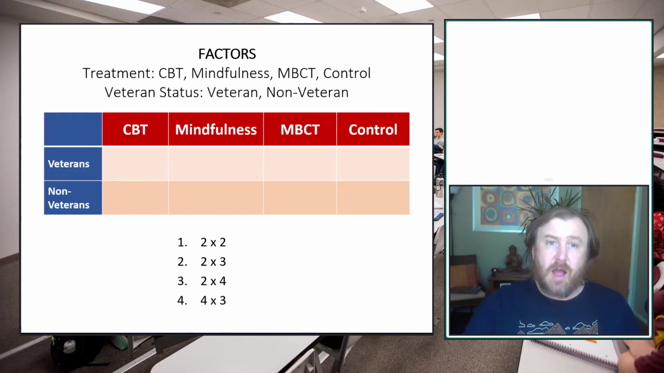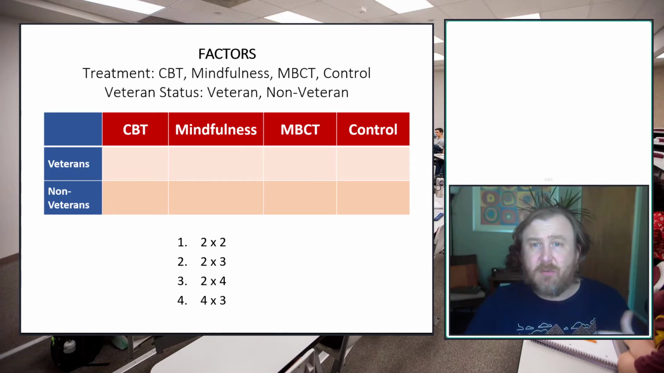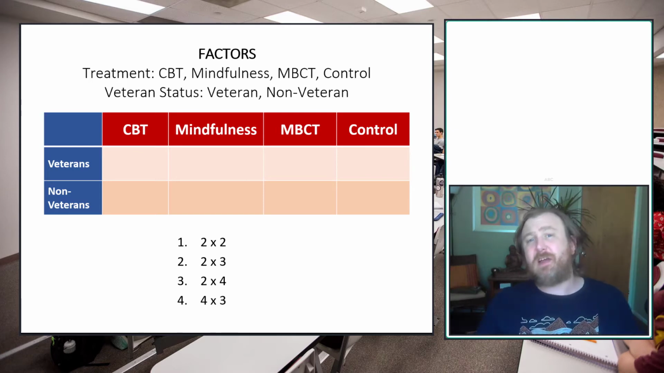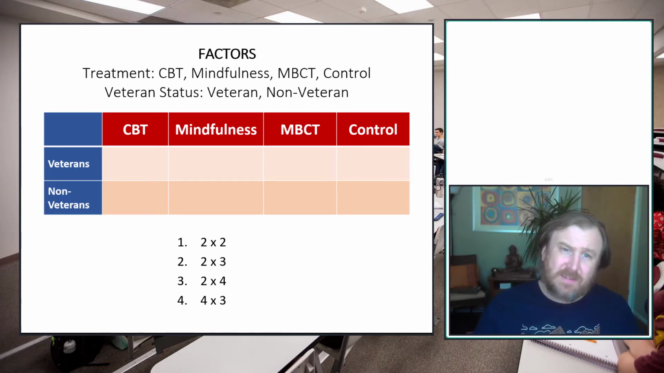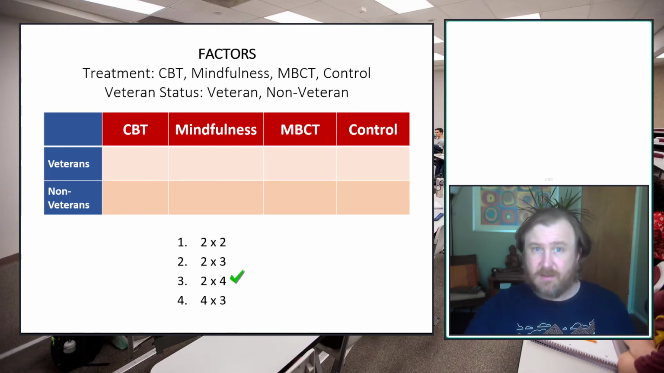So if we added a level, say we added the level mindfulness-based cognitive therapy, MBCT, to the treatment factor. Well, now this is a different design, right? This is a 2, veteran status, by 4, treatment status, right?